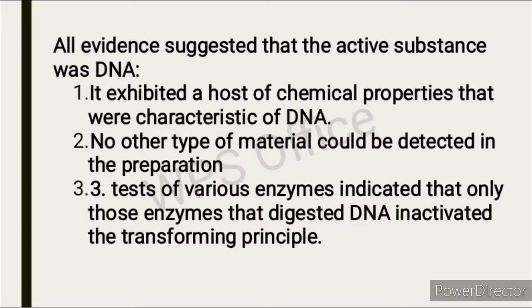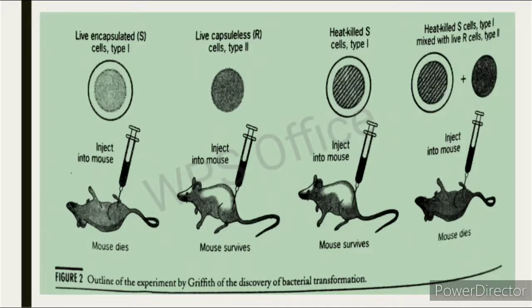All evidence suggested that the active substance was the DNA. First, it exhibited a host of chemical properties that were characteristic of DNA. Second, no other type of material could be detected in the preparations. The third was that tests of various enzymes indicated that only those enzymes that digest the DNA inactivated the transforming principle. This figure shows the outline of the experiment by Griffith, the discovery of bacterial transformation in the mouse.